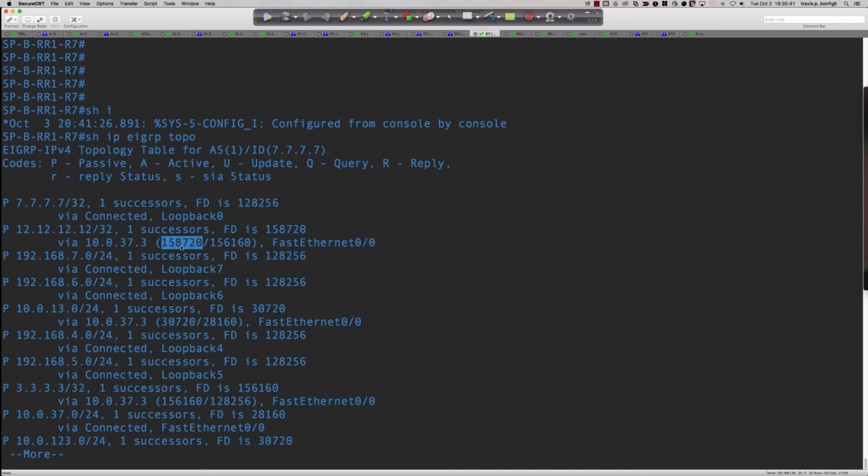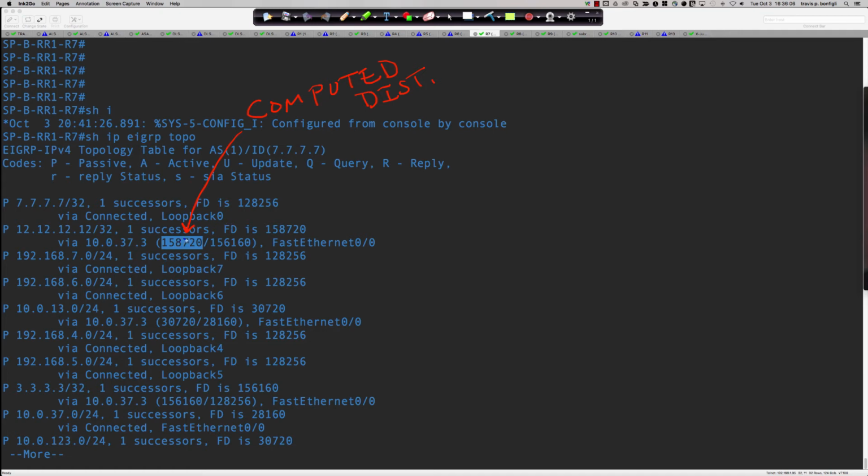Again, I am here to red pill you. That is not the feasible distance. That is what is referred to as the computed distance. And I know what you're thinking right now. Travis, you probably just made that term up, computed distance, right? I'm telling you, I am not making that term up.